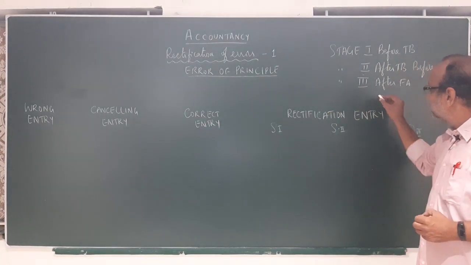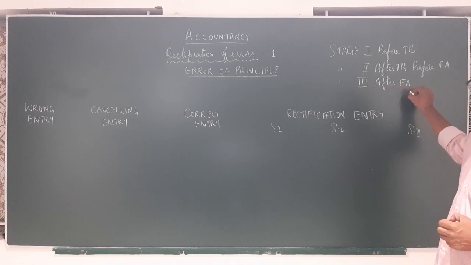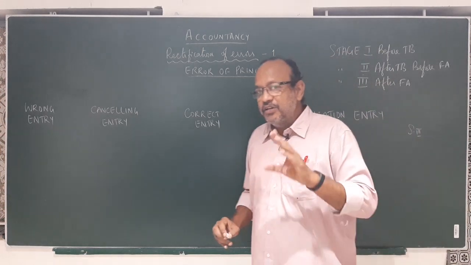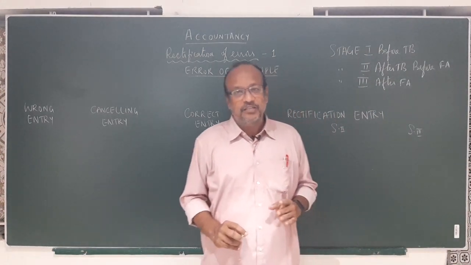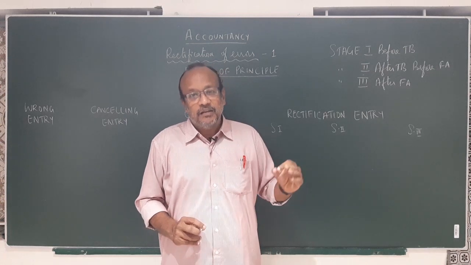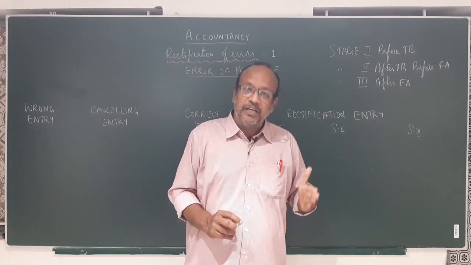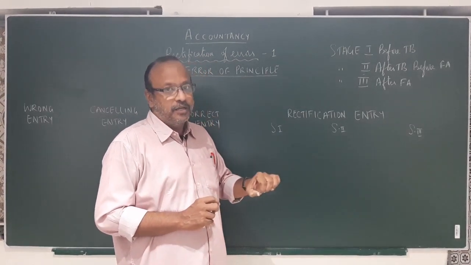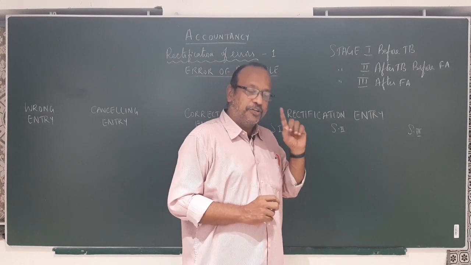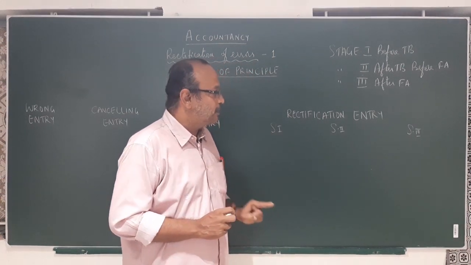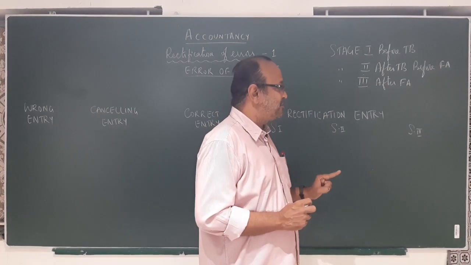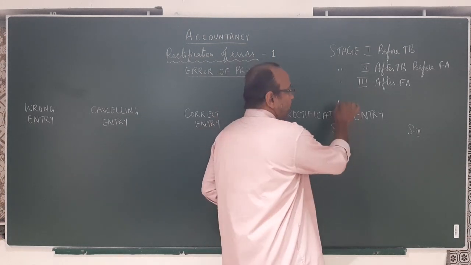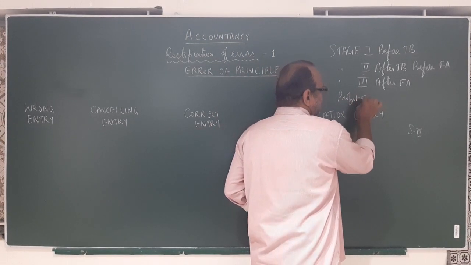Now, when the rectification is made after the final accounts or in the next accounting year, imagine there are some revenue items which have to be adjusted, or some nominal accounts have to be adjusted, or we have committed some errors in the nominal accounts. So what happens? The profit of that particular year will be affected. It should not happen so. So what we do is, the errors in the nominal accounts will be rectified through the profit and loss adjustment account.